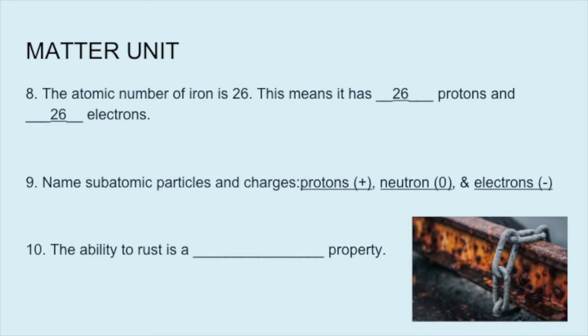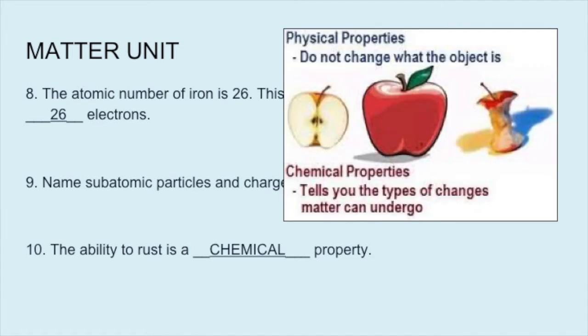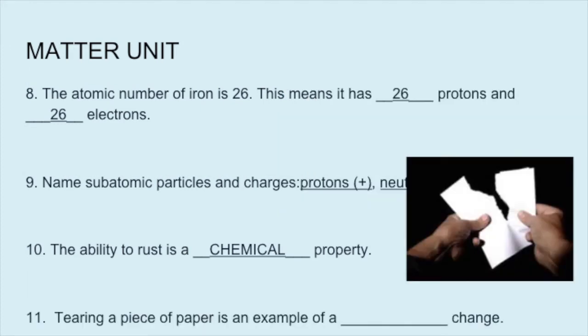Okay, so the ability to rust, what kind of property is that? That is actually a chemical property. If you remember, physical properties are descriptive. They don't change what the object is, they just tell about it. Chemical properties tell you what kind of change it could go under. So it's usually an ability to do something.